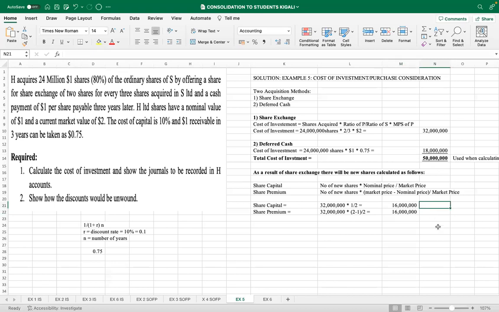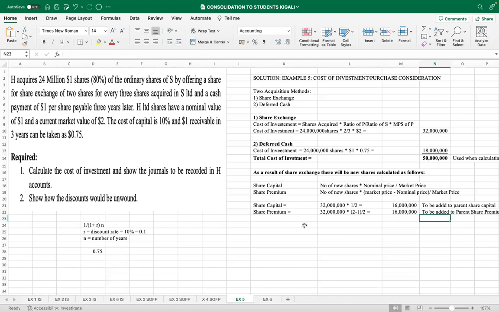So to be consolidated, the first is to be added to parent share capital. And the next one is to be added to parent share premium.